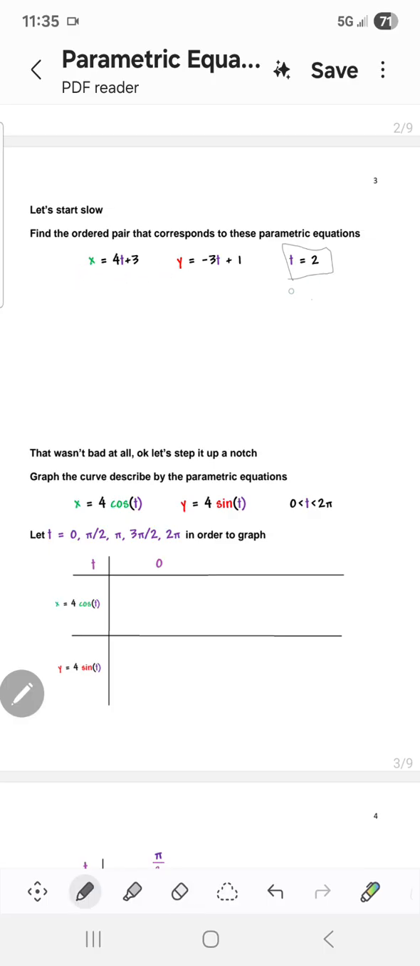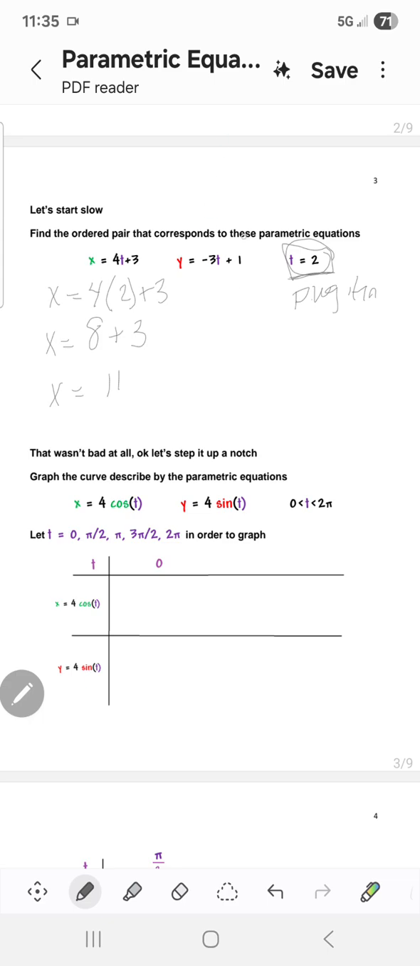All right, so what am I going to do? Well, I have a variable that has a value, so I should probably plug it in, right? Okay, so t equals 2. So x equals 4 times 2 plus 3. x equals 8 plus 3, or x equals 11.